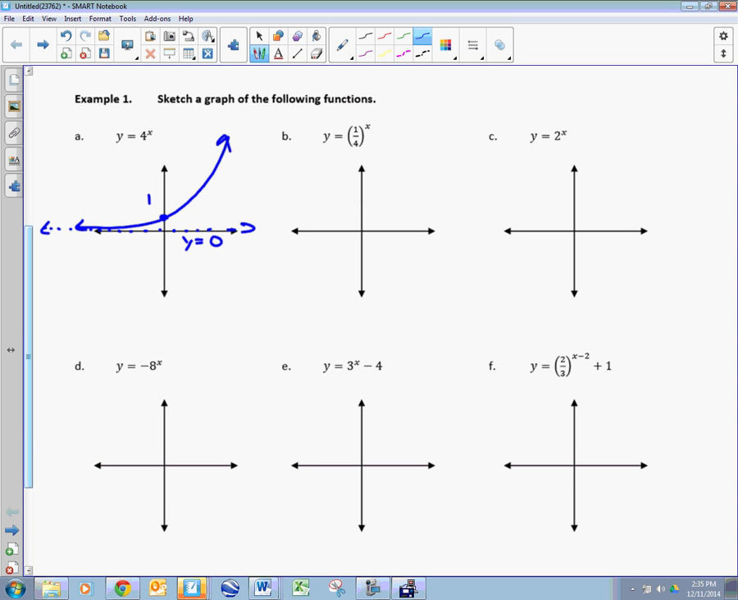How about 1/4 to the x? How will that look different? Yep, horizontal reflection. Again, it will pass through 1, start up, and it will finish down. Again, it will follow the asymptote, y is equal to 0. Any questions how I come up with those two graphs? Okay, which part? If the base a is greater than 1, it will generally have that shape. If the base 1/4 is between 0 and 1, then it will have that shape.